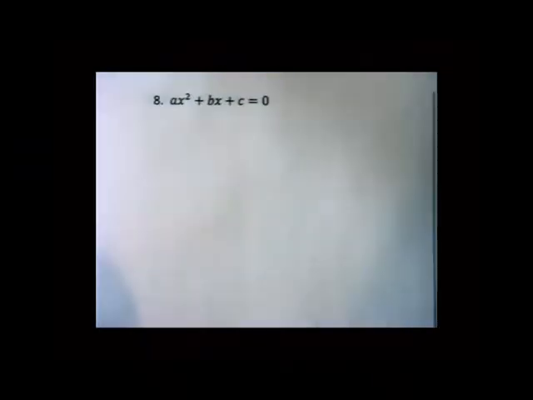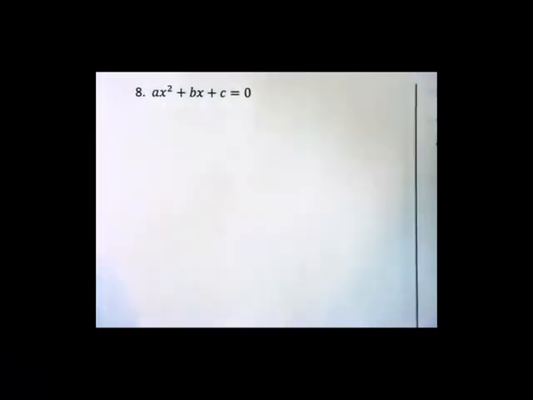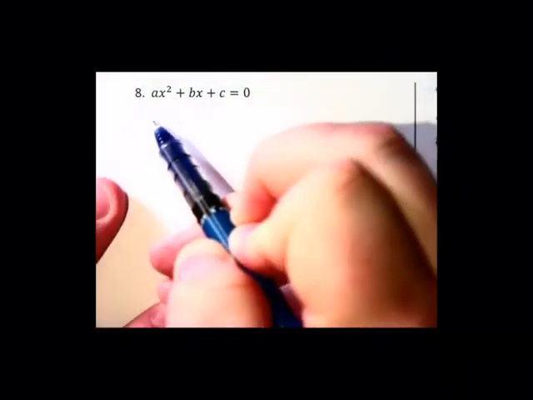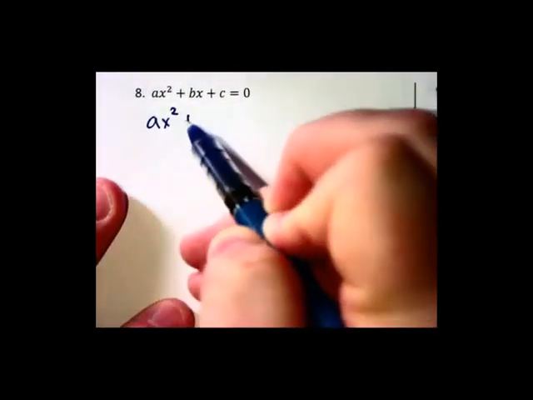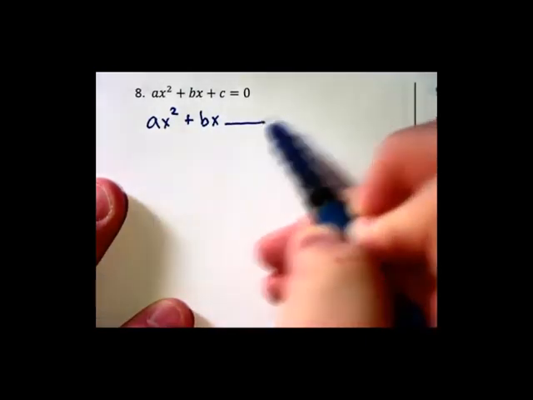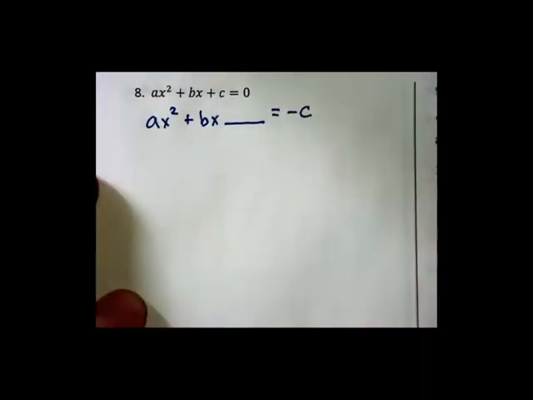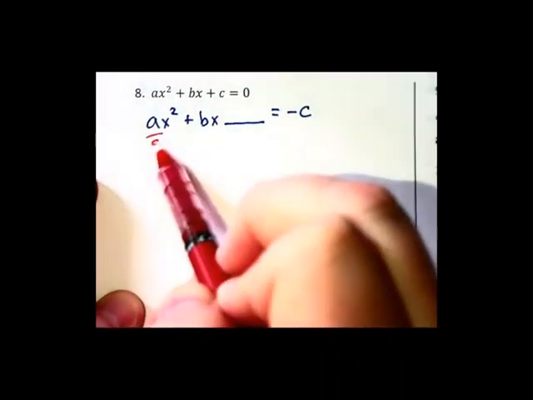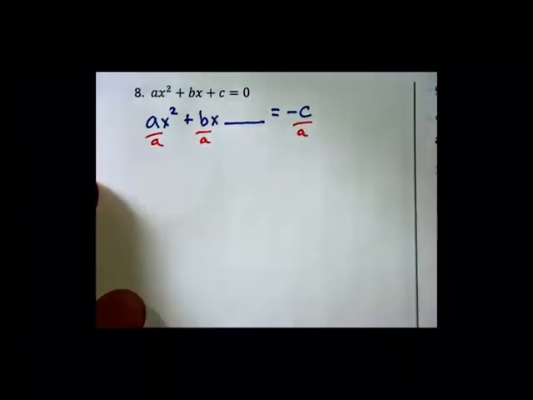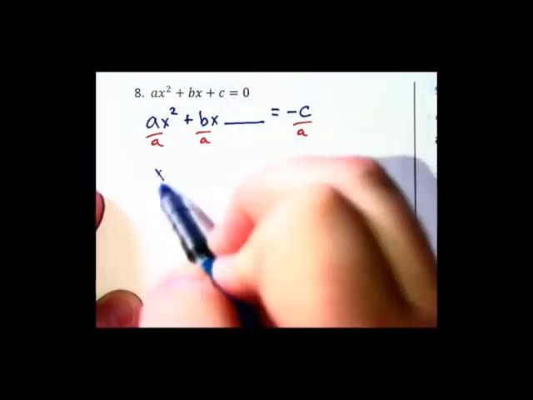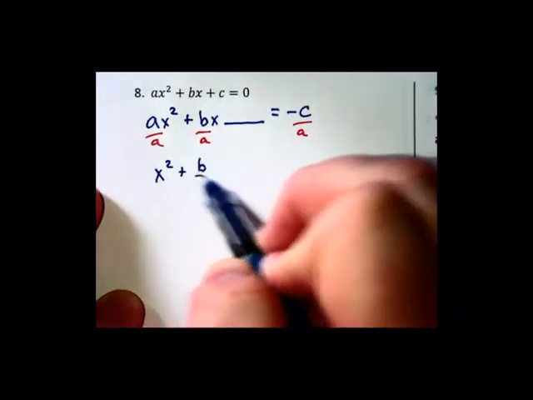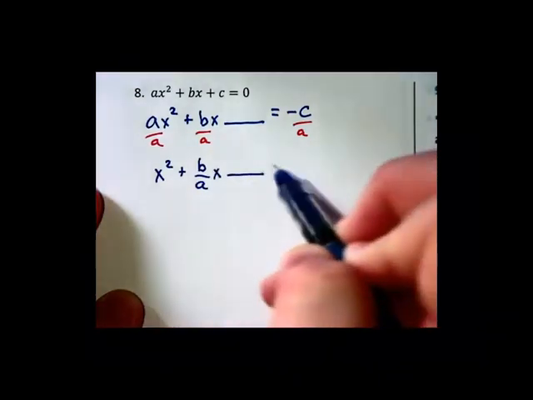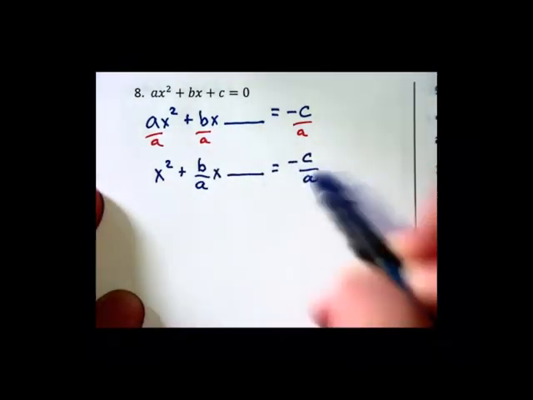Okay, I've got a surprise for you here. On the next problem, let me get this into position. We're going to solve again, but this time we're not going to have any numbers involved. It's going to be variables only. We're going to rewrite it with that c moved over to the other side of the equation. We're then going to divide off that leading coefficient because we want the x squared by itself out in front. So plus b over a x, leave a blank, equals negative c over a.